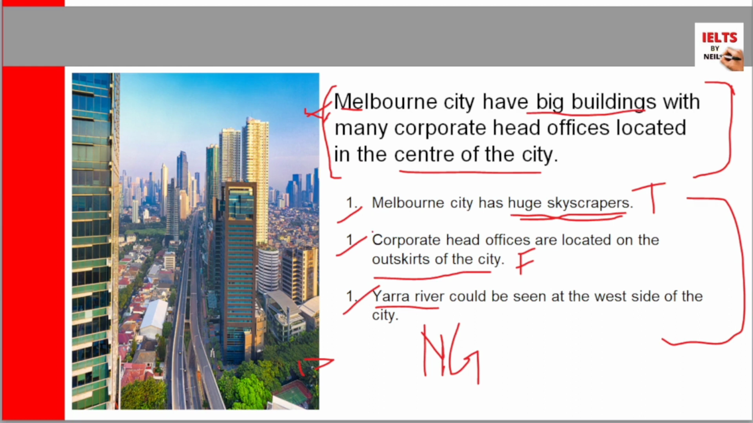So again, if the information asked in the question is matching with the information given in the paragraph, then it's true. If the information asked in the question is contradicting or going opposite to the information given in the paragraph, then of course it's false. And the third one, if the information asked in the question is not even mentioned in the paragraph, then of course it's not given, right? We're going to do some more practice questions in the coming slides, so things will be more clear to you.